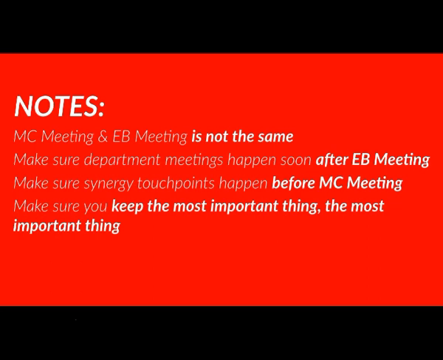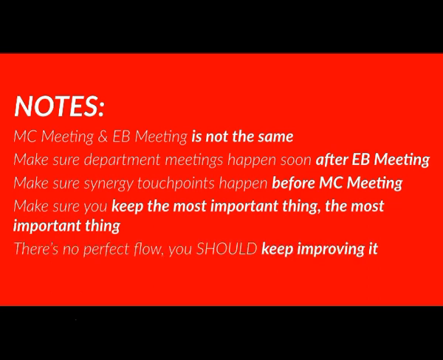And then make sure that you keep the most important thing the most important thing. Which means that in the EB meeting, really talk about the priority of the month. Because people can go away and start talking about a lot of random stuff that doesn't have anything to do with what should be happening in the month based on timeline and based on their planning. So you have to hold your team accountable to be focused on the topic that needs to be done.